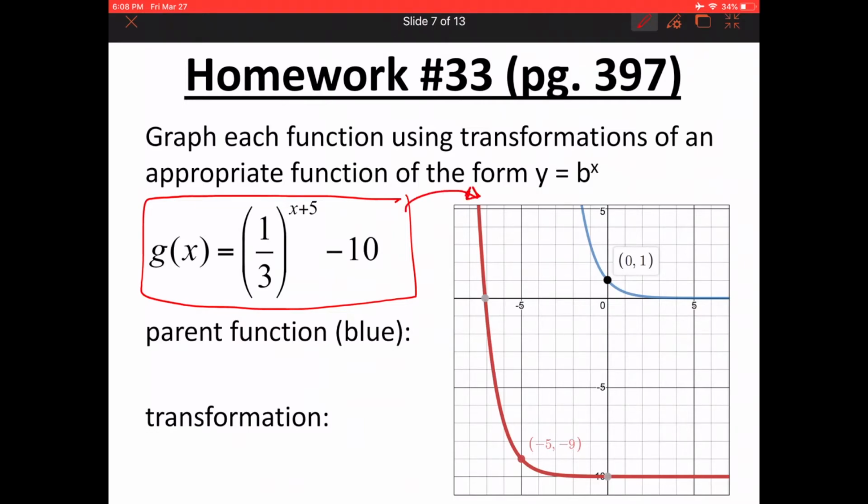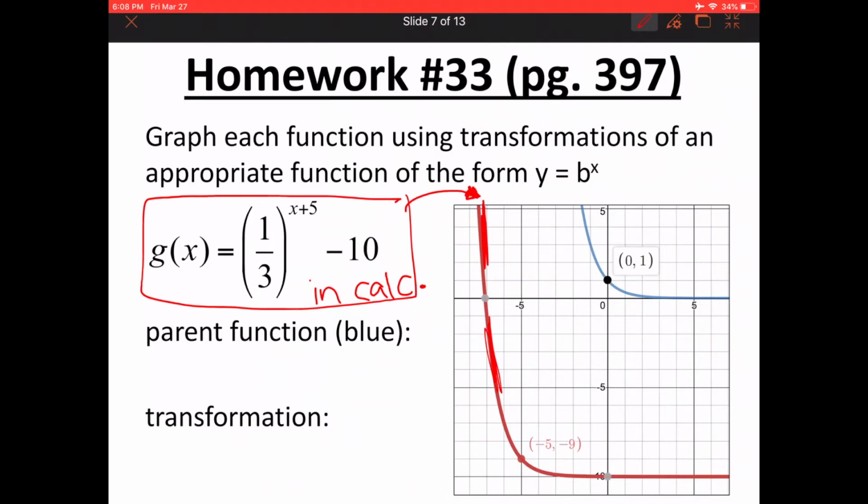In your calculator, again, you're going to have to be doing this on your own in the homework. So make sure you actually put this equation into your calculator, because if you don't graph it yourself, it's going to be impossible for you to answer these questions. So put that equation into your calculator. You should get a curve that looks like this red curve here.